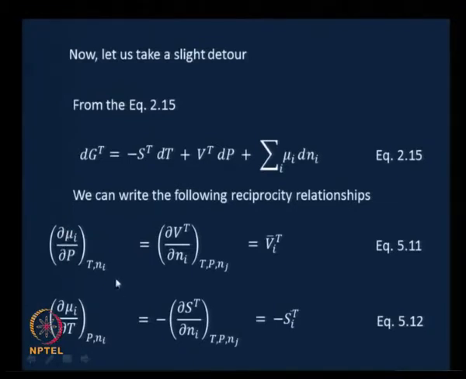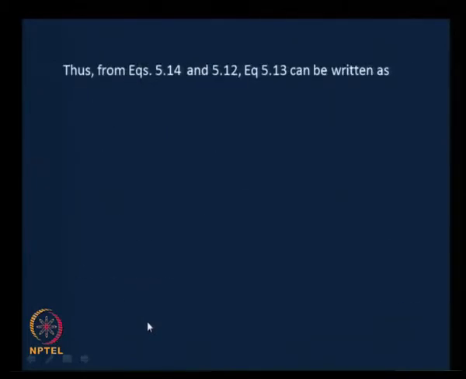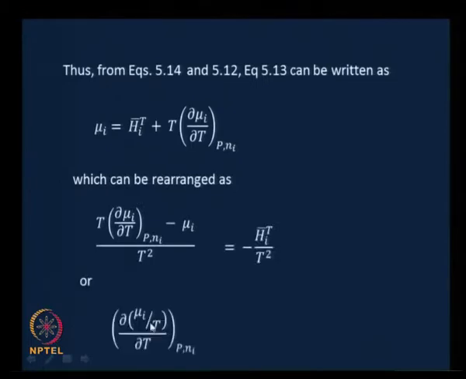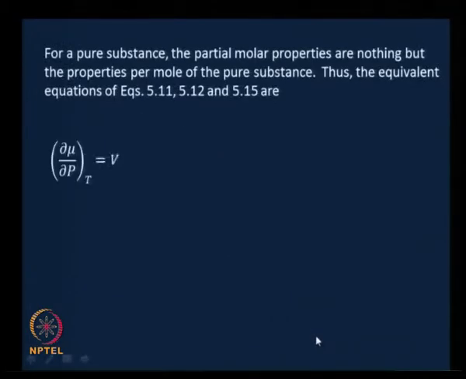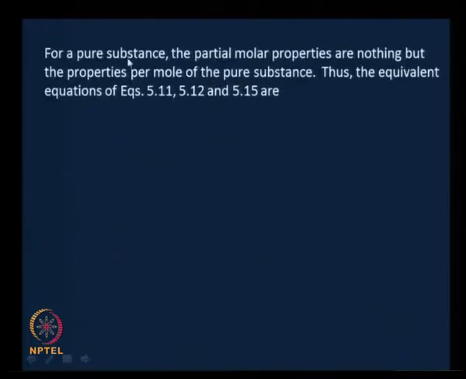We will write that again, and then we also derived dou (mu_i by T) by dou T at constant P and n_i equals minus H_i by T squared. So, this is where we left off in the last class. The earlier equations that we had derived were for a generic system with n number of moles and so on, and then we started to consider a pure substance.